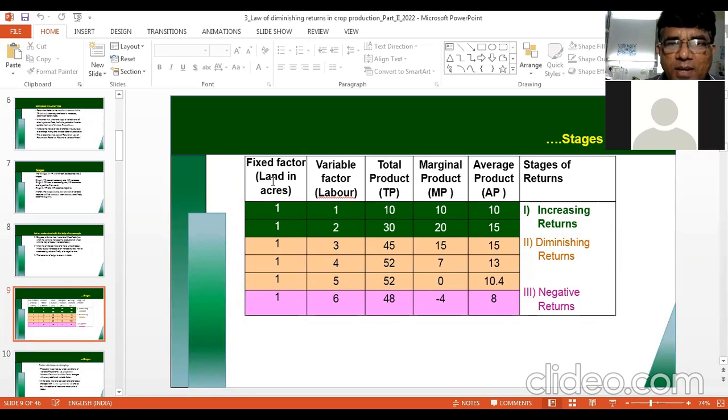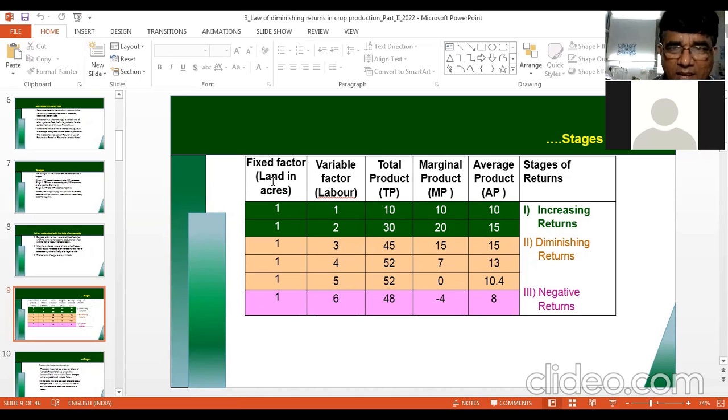So 10 by 1, 10. 30 by 2, you get 15. 45 by 3, 15. 52 by 4, 13, and so on. So you get average product. Now, many times you get objective questions to just identify the stage.